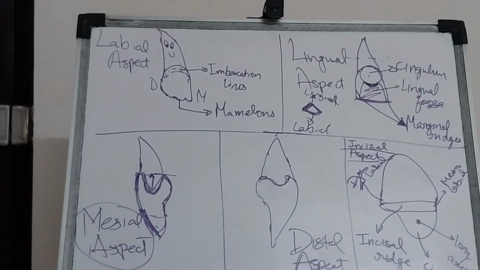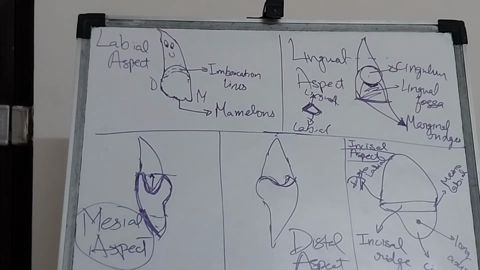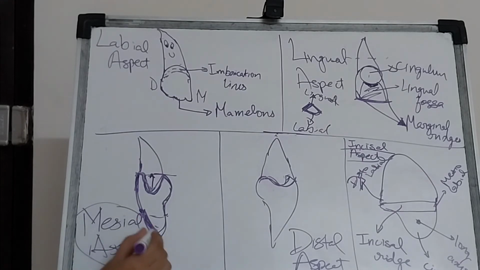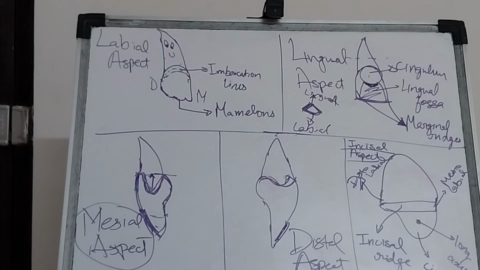Even the distal aspect is almost the same as the mesial aspect, not much difference, but there are a few differences. The curvature, as I've already told you, is less on the distal side than the mesial side. And in the mesial surface, the incisal portion is more convex. Here it's not that convex, it's less than this one.